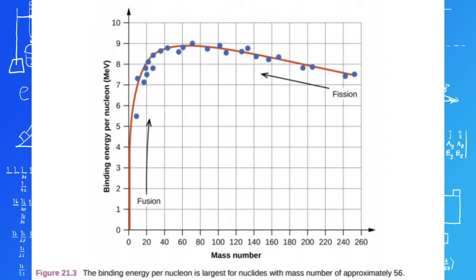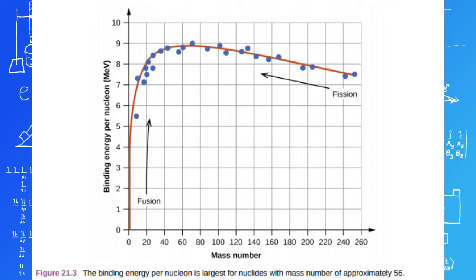So yeah, for mass numbers below 60, fusion is exothermic. For mass numbers above 60, fission is exothermic. Approximately, of course. It's not so cut and dried, but around 60-ish is where the processes switch between being exothermic and endothermic.